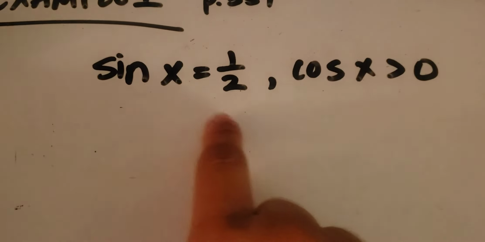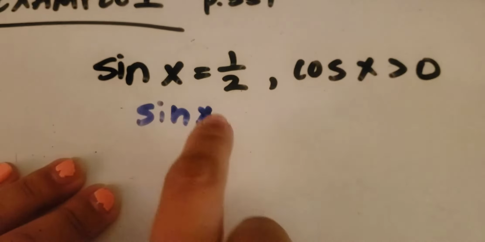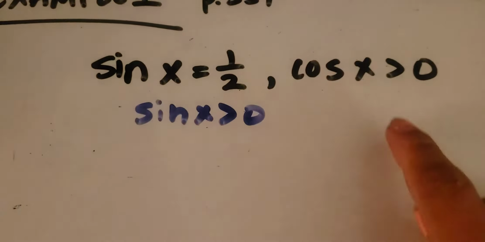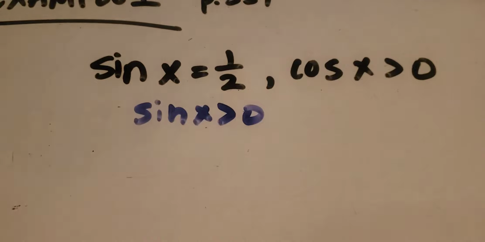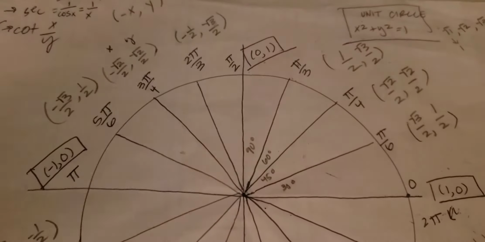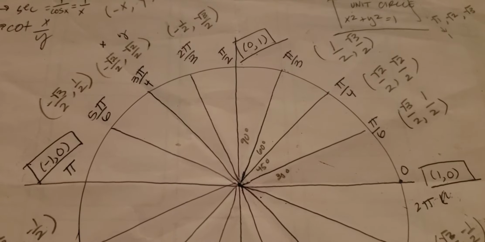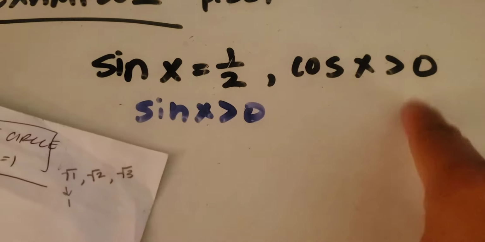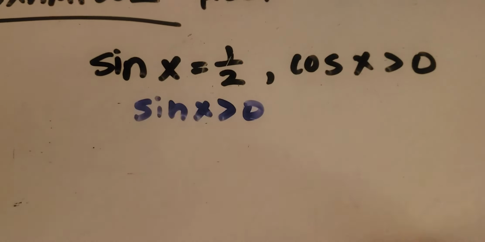If sine of x equals 1/2, we know that sine of x is greater than 0. And then we were told that cosine of x is greater than 0. So at which quadrant does this happen? Out of all quadrants, we know that sine of x is the y value and cosine of x is the x value. So if it's greater than 0, we're looking at values that are positive. And so that happens at quadrant 1. That means whatever values we end up with, they'll all be positive, okay?